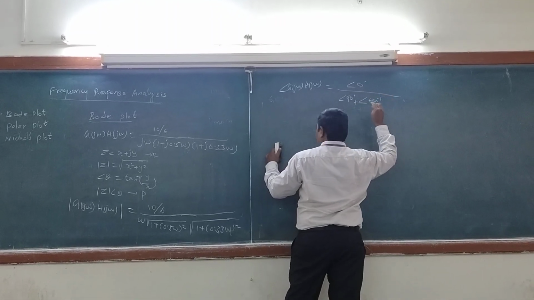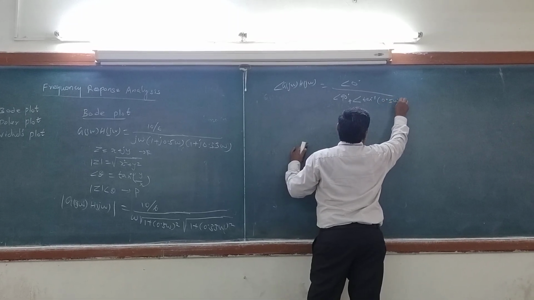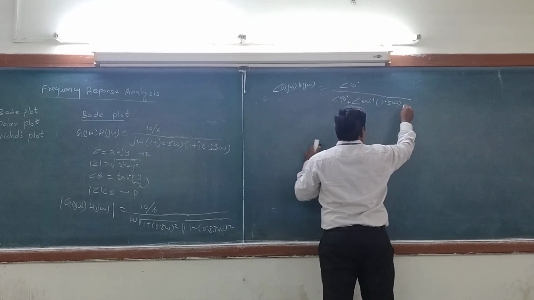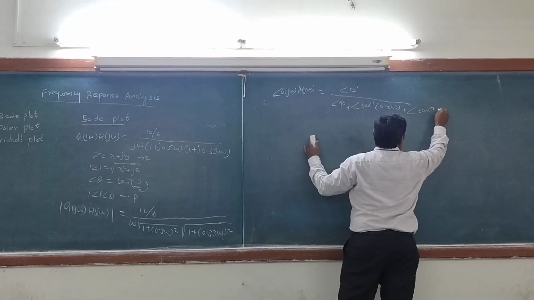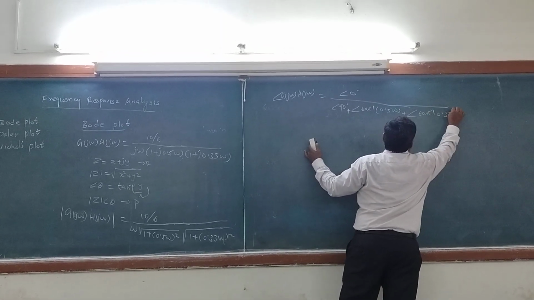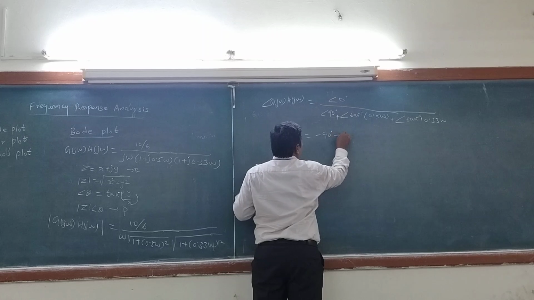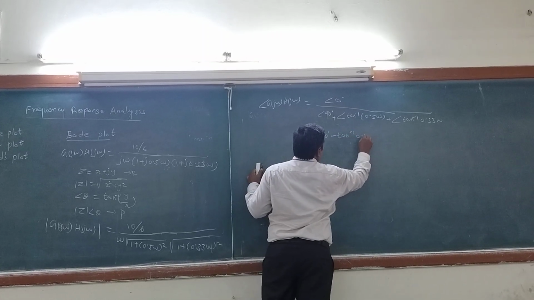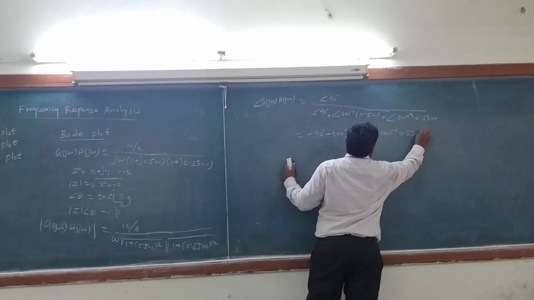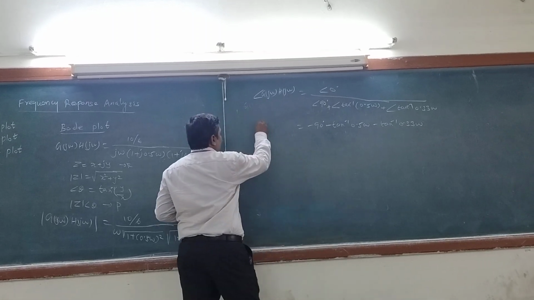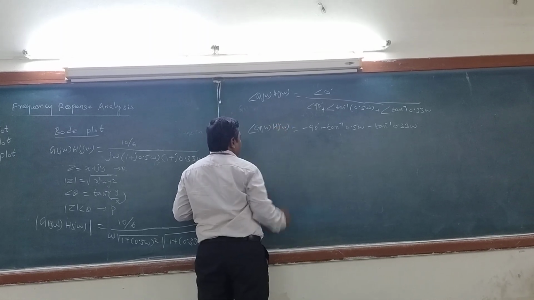Tan inverse of y by x, that is 0.5 omega by 1, again the same 0.5 omega, again angle tan inverse of 0.33 omega. Again this denominator angle is brought to the numerator. What do you get? Minus 90 degree minus tan inverse of 0.5 omega minus tan inverse of 0.33 omega. Okay, this is the phase angle of the given transfer function.